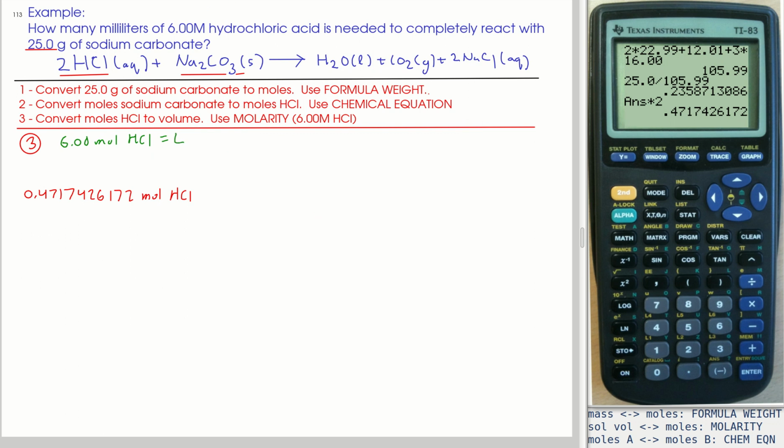So let's use that as a conversion factor. We'll start with the moles of hydrochloric acid from the previous page. We want to get rid of moles of hydrochloric acid, so put that on the bottom. 6 moles of hydrochloric acid down here at the bottom. What it's equal to is a liter. So if we calculate what we have now, I need to take the number I have in the calculator already and divide.